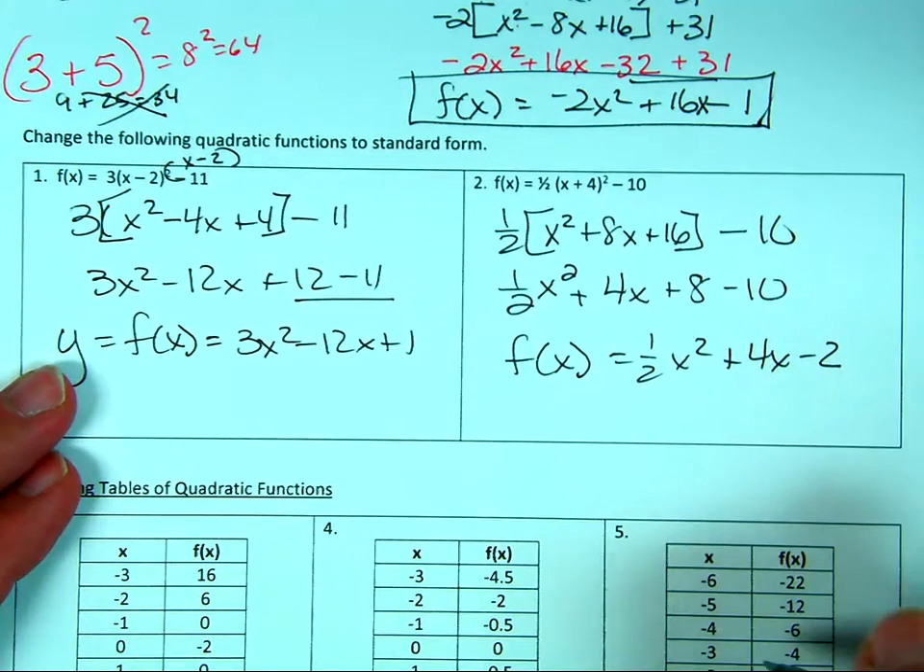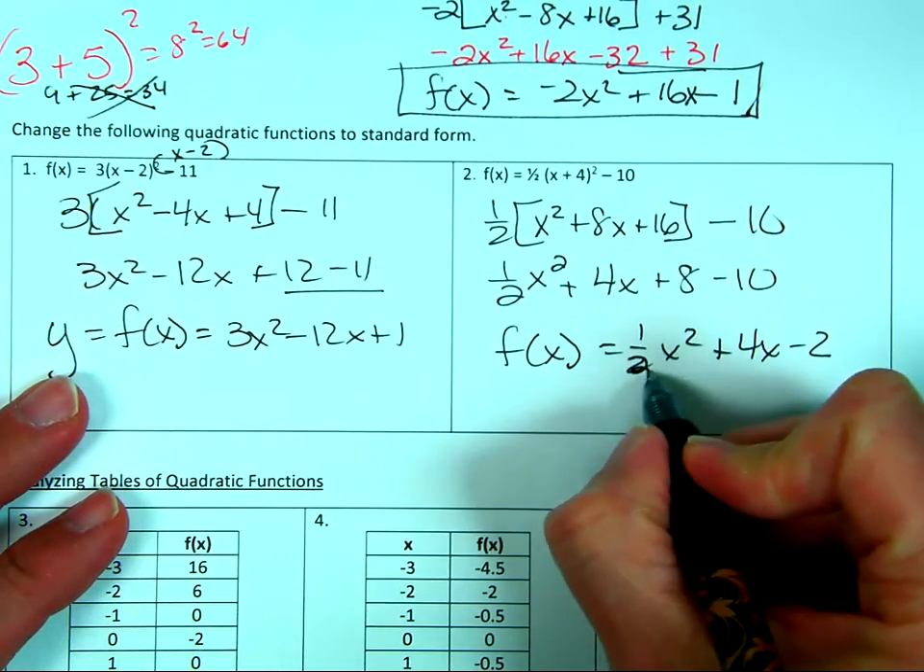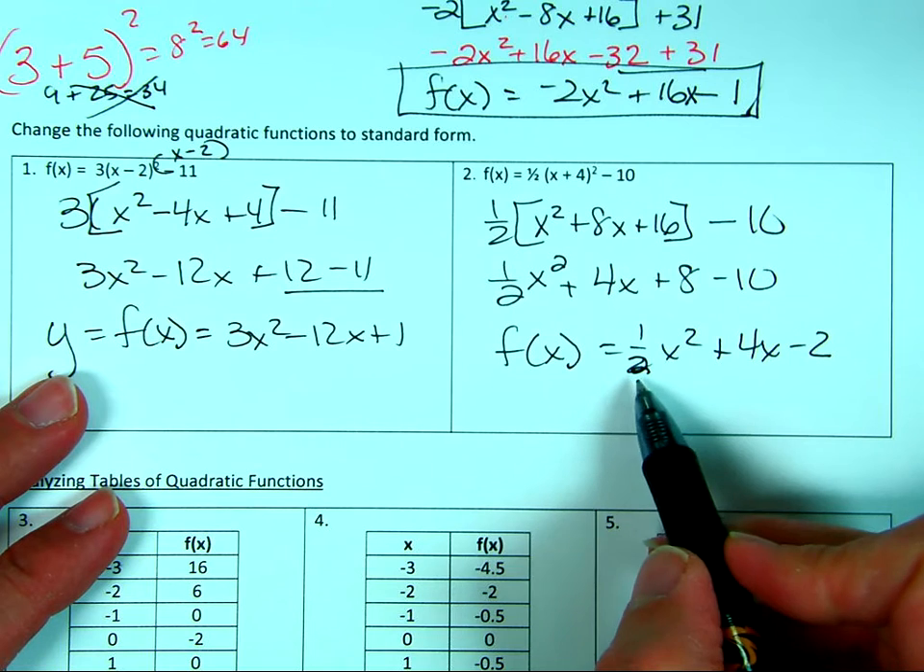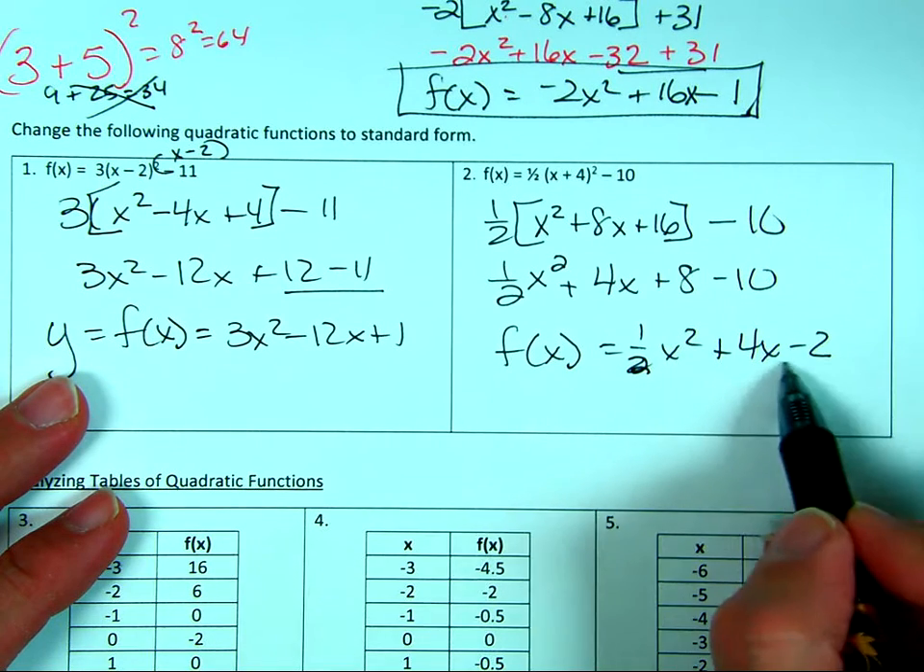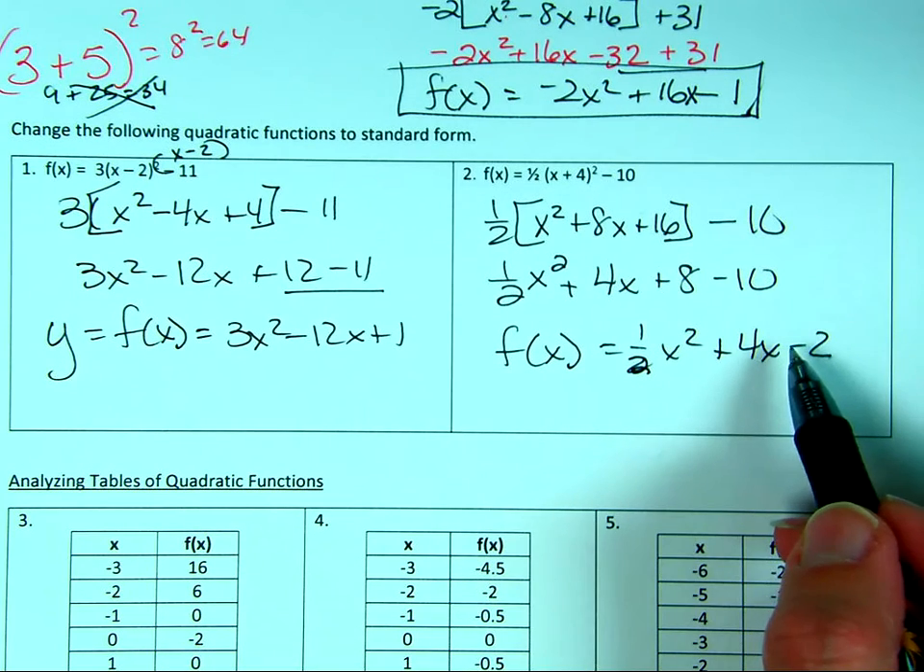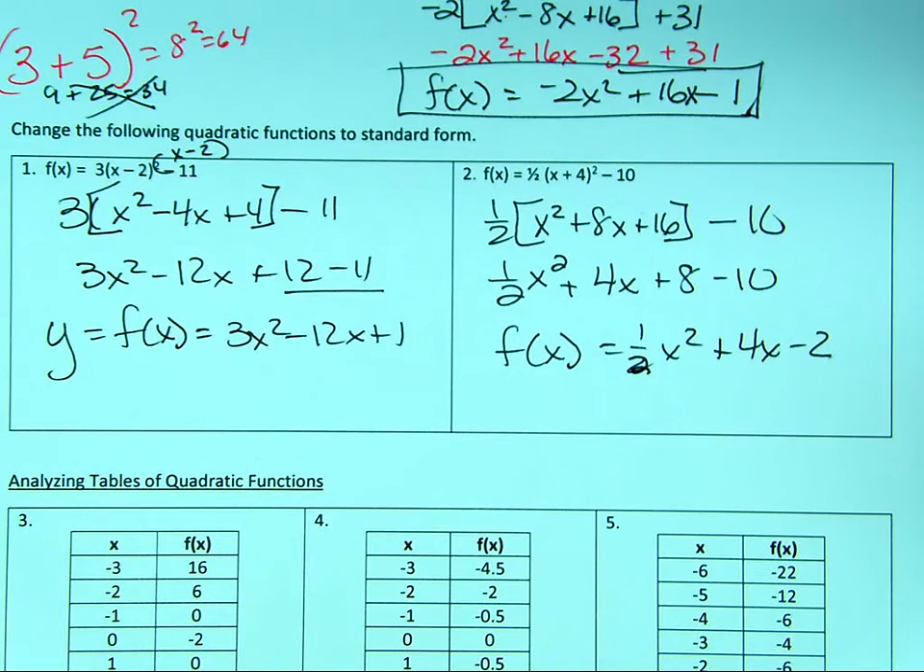And what does this tell us when we look at an equation in standard form? We know our A is a half. That means it's vertically compressed. We know it's positive, so it opens up. And we know our y-intercept is negative 2. Those are things you want to notice with standard form.